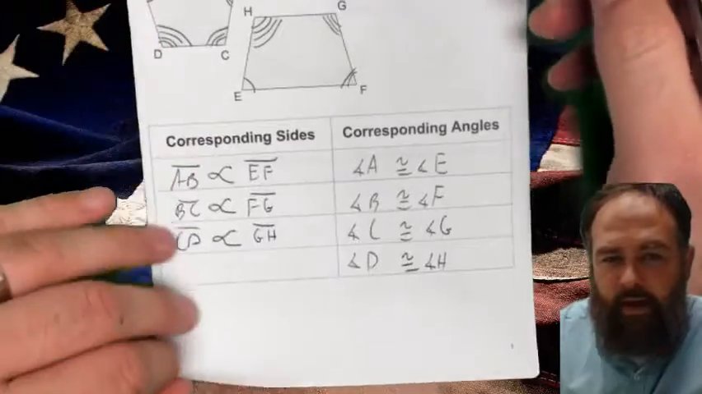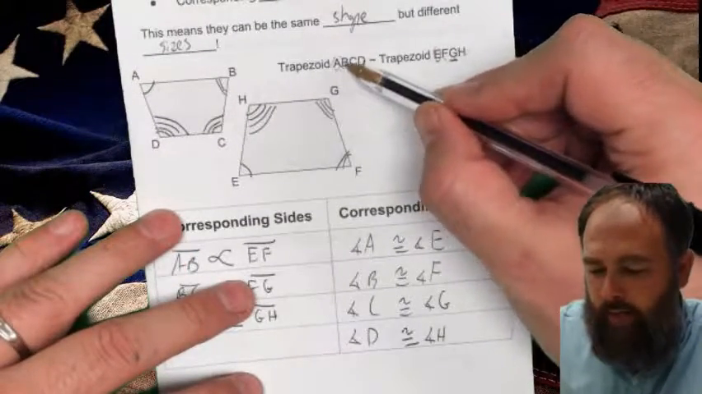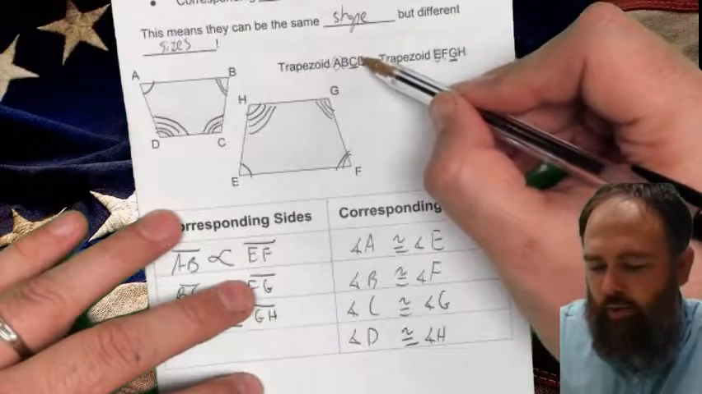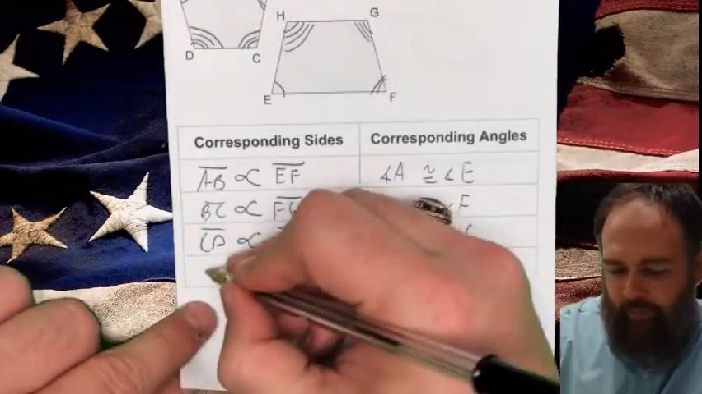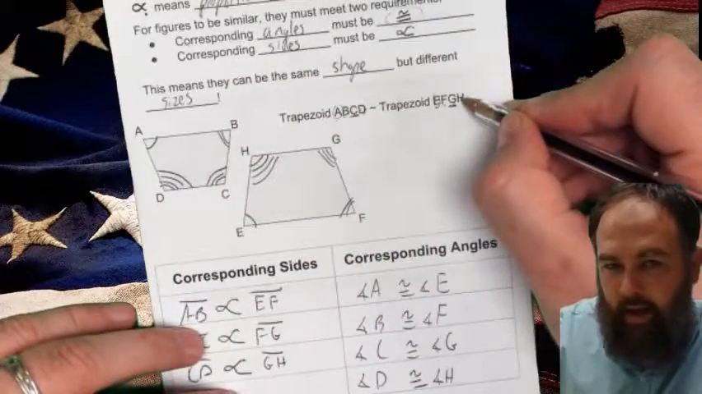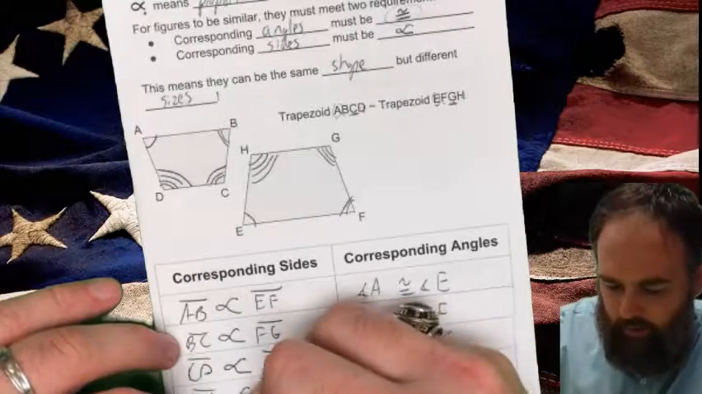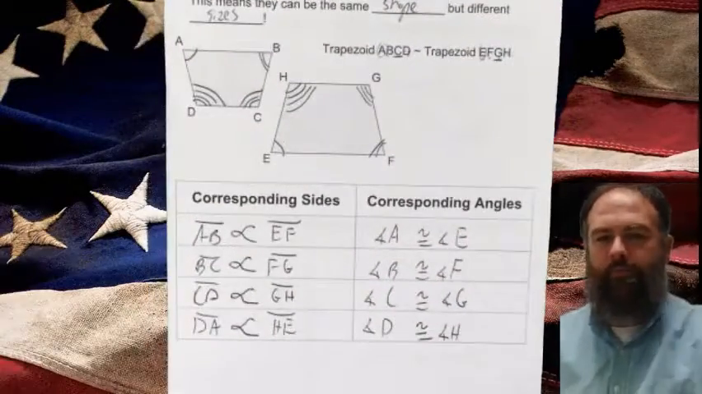And then for our very last set, we're going to do the wraparound. We already did AB, BC, CD. Now I've got to wrap around to D and A. So DA, and then over here we've got HE, and those are proportional as well.